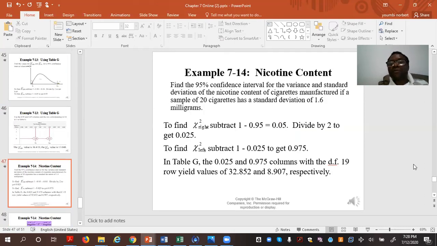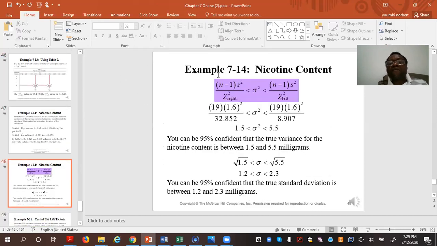So sometimes, if we have a 95% confidence interval, then the balance is 5%. You divide it by 2, you have 2.5. So the left will be 0.025 and the right will be 0.975. Remember, degree of freedom is n minus 1. That's the next slide.